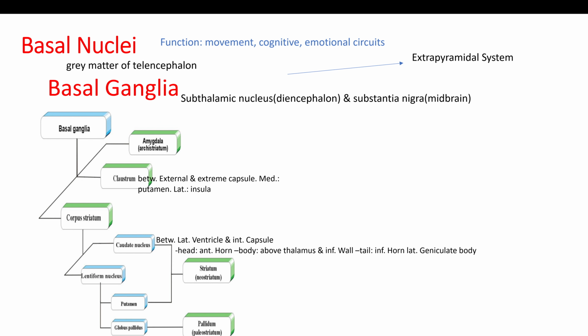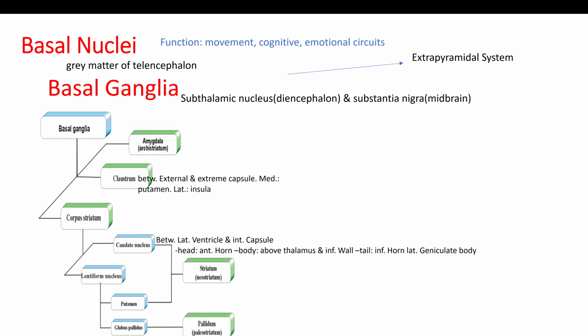The caudate nucleus is an arcuate shape of gray matter between the lateral ventricle and internal capsule. This caudate nucleus consists of a head anteriorly, forming the lateral wall of the lateral ventricle and bordering its anterior horn. The body of the caudate nucleus is above the thalamus, located in the inferior wall of the central part of the lateral ventricle. The tail of the caudate nucleus lies in the inferior horn of the lateral ventricle, laterally to the lateral geniculate body.